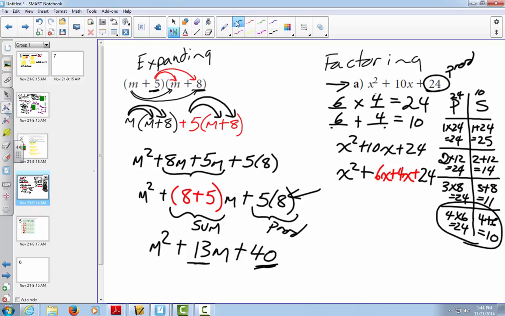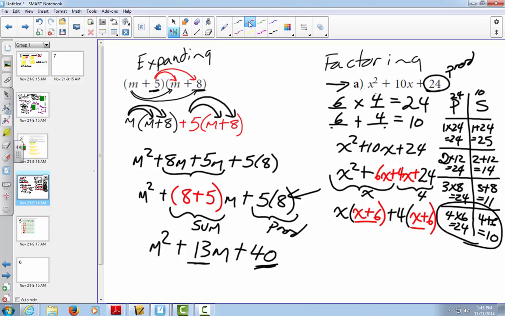24. Now I'm going to do something called factoring by grouping. I'm going to take the first two terms and the last two terms. I'm going to factor them. What's common here is an x. What's common here is a 4. So I factor out the x, and it leaves me with x plus 6. Then I factor out the 4, and it leaves me with x plus 6.